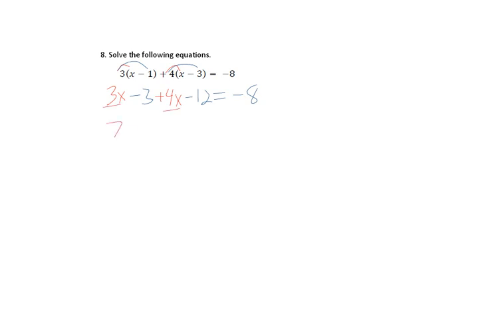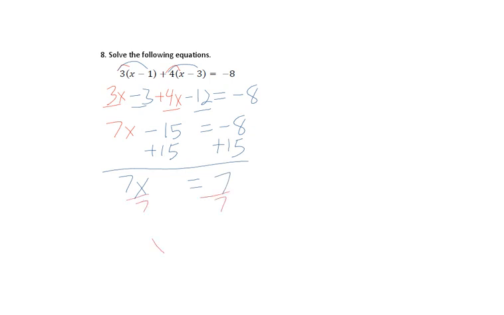3x and 4x combine to make 7x. Negative 3 and negative 12 becomes negative 15, still equal to negative 8. Next, we will add 15. So 7x equals 7. And then finally, divide by 7. So your answer is 1.